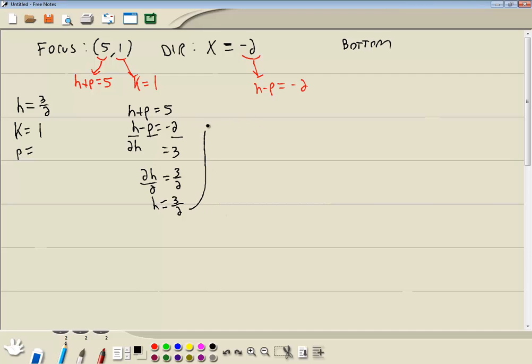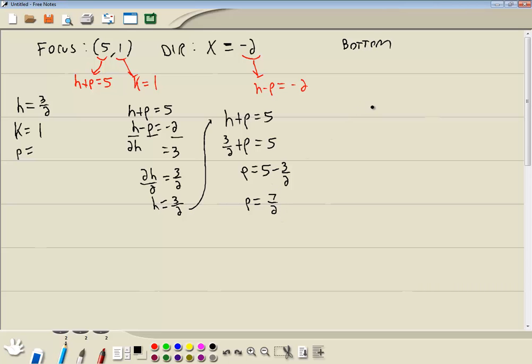Well, then we have to find out what p is. So we'll plug that back into one of our equations. Doesn't matter which one you pick. We got h plus p is equal to 5. We just said h is 3/2. So we got 3/2 plus p is equal to 5. Take 3/2 over. So we got 5 minus 3/2. So we'll take the 5, multiply times our denominator. 5 times 2 is 10. Plus the -3 gives us 7. So that gives us 7/2.